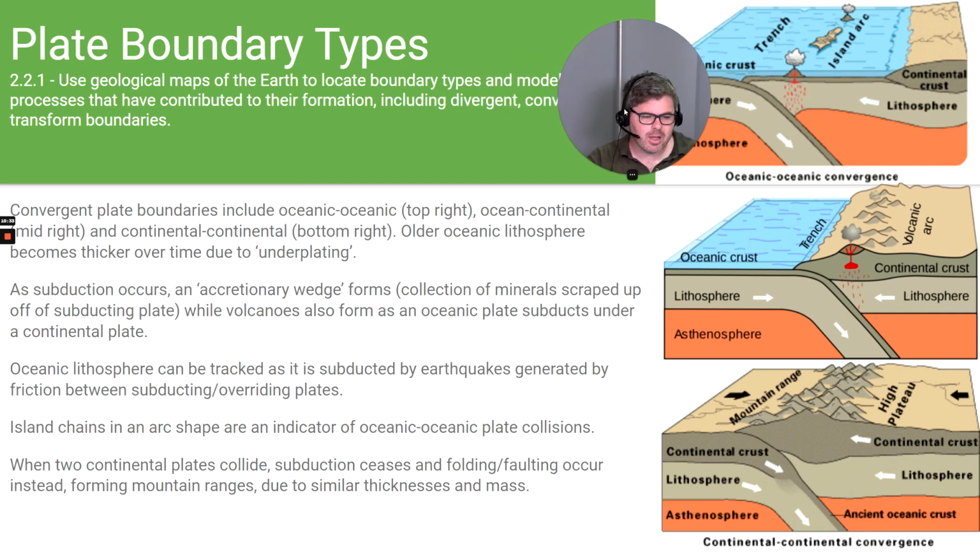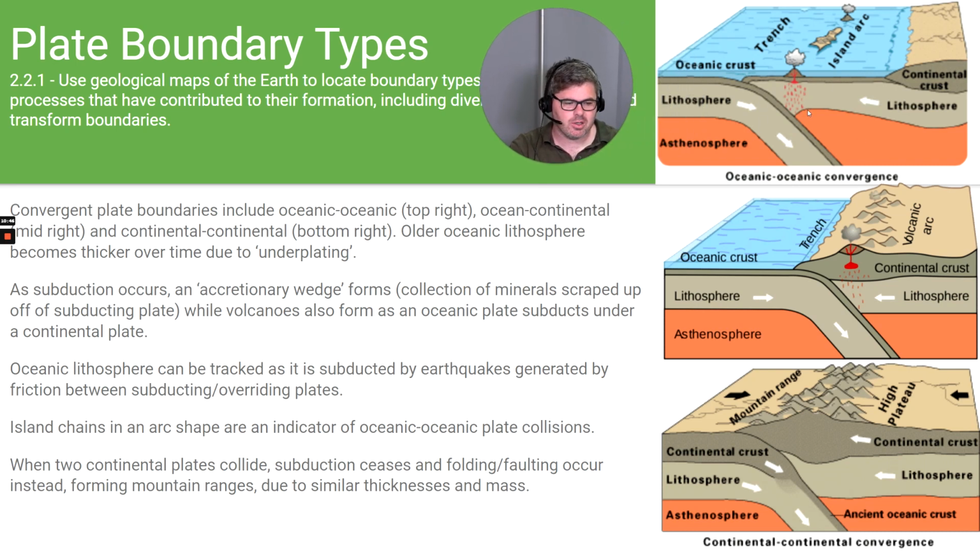Now a convergent plate boundary is the exact opposite. Instead of the two plates moving away from each other, they go towards each other. They can include oceanic to oceanic, oceanic to continental, and continental to continental.